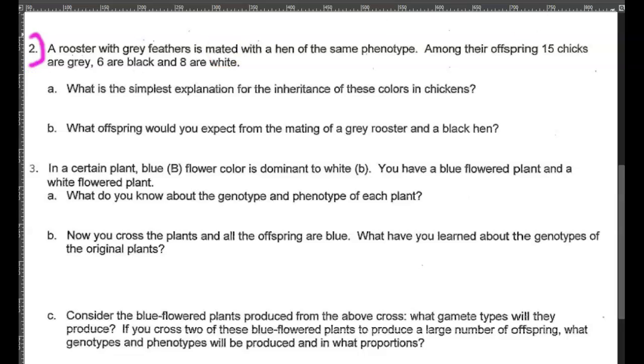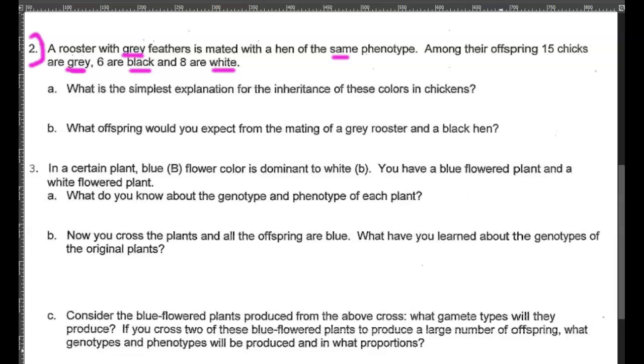A rooster with gray feathers. All right, so we have gray, mated with a hen, which is gray. Among their offspring, 15 chicks are gray. So 15 are gray. 6 are black. 8 are white. And if you remember from a previous problem, when we did a heterozygous cross, we had a 1:2:1 ratio.